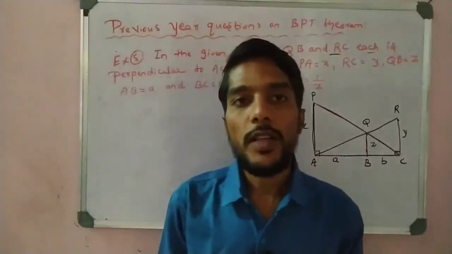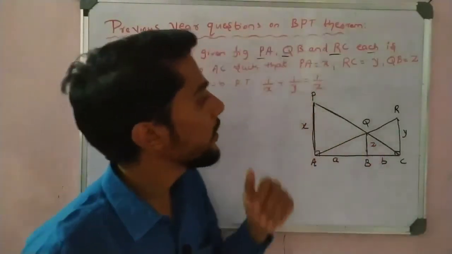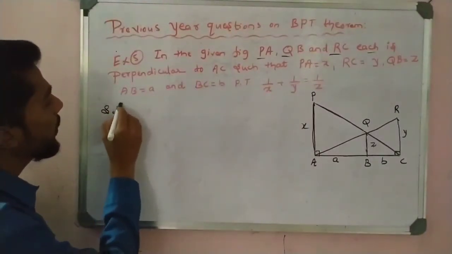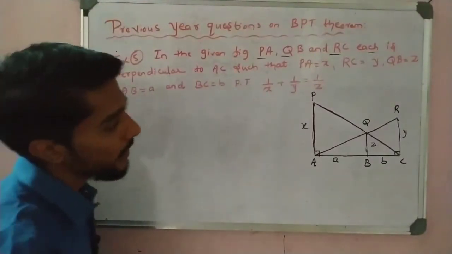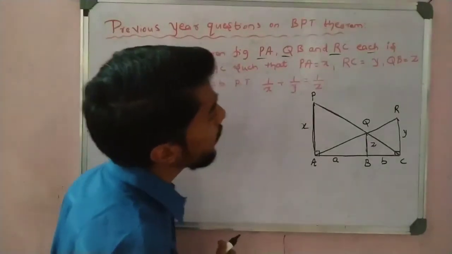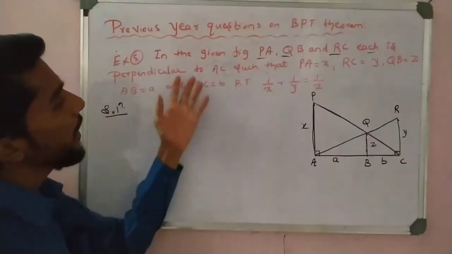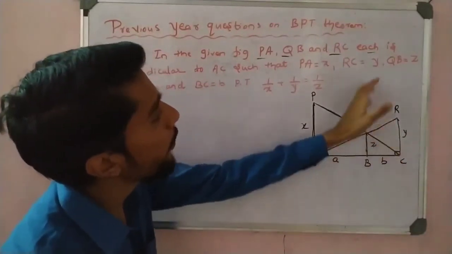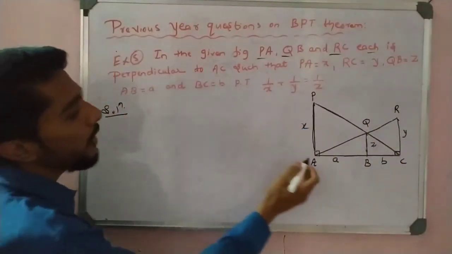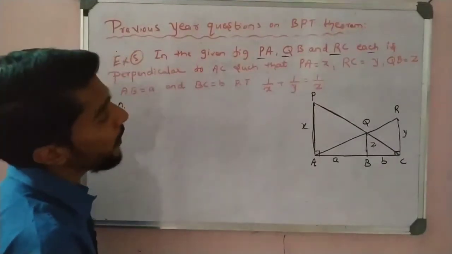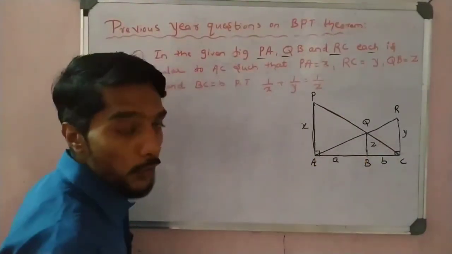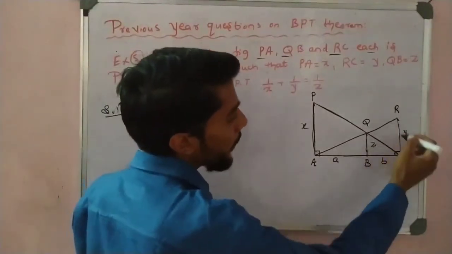Okay students, now take another very important problem here. See, this is another question which is important. So let us solve this one. It looks maybe difficult, but it is very easy. Let us see what the logic is here. In the given figure, PA, QB and RC are perpendicular to the side AC, which means PA and QB are parallel to each other and QB is parallel to RC.